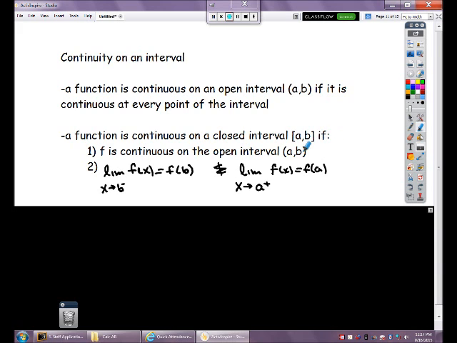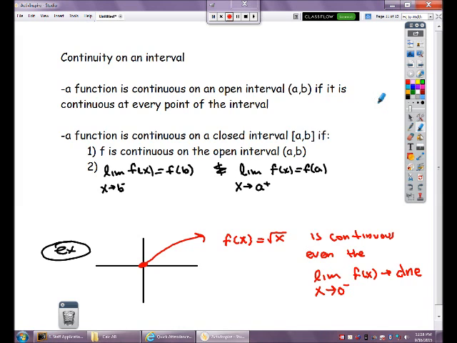The function f would have to be continuous on the open interval, so excluding a and b, and then the limit as x goes to b from the left would have to exist, and the limit as x goes to a from the right would have to exist. For instance, the following picture. The square root function, f of x equals the square root of x. It is continuous, even though the limit as x goes to 0 from the left, I cannot take, because there's no function over there. Since that doesn't exist, again, I'm making the exclusion, saying that this one is continuous on the interval from 0 to infinity.